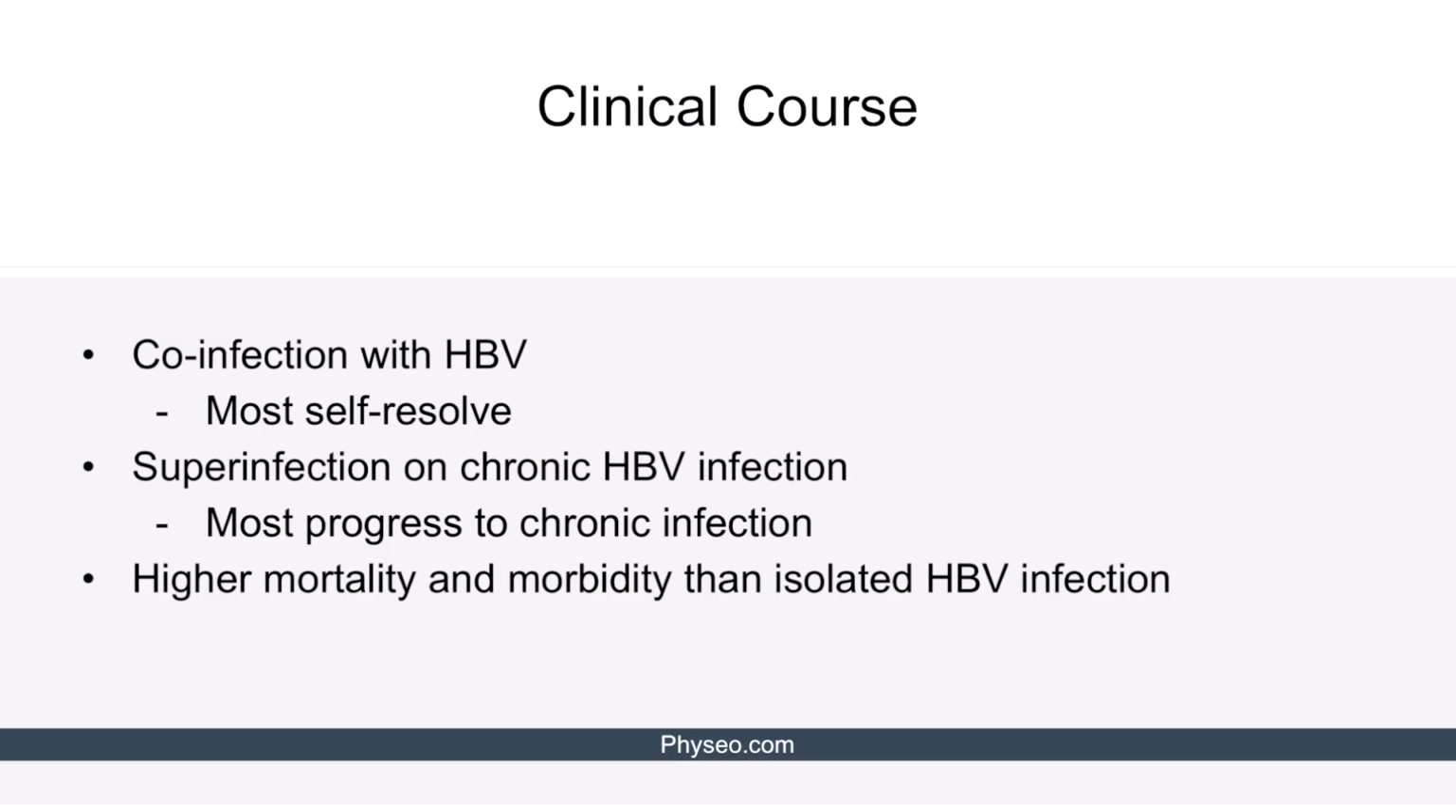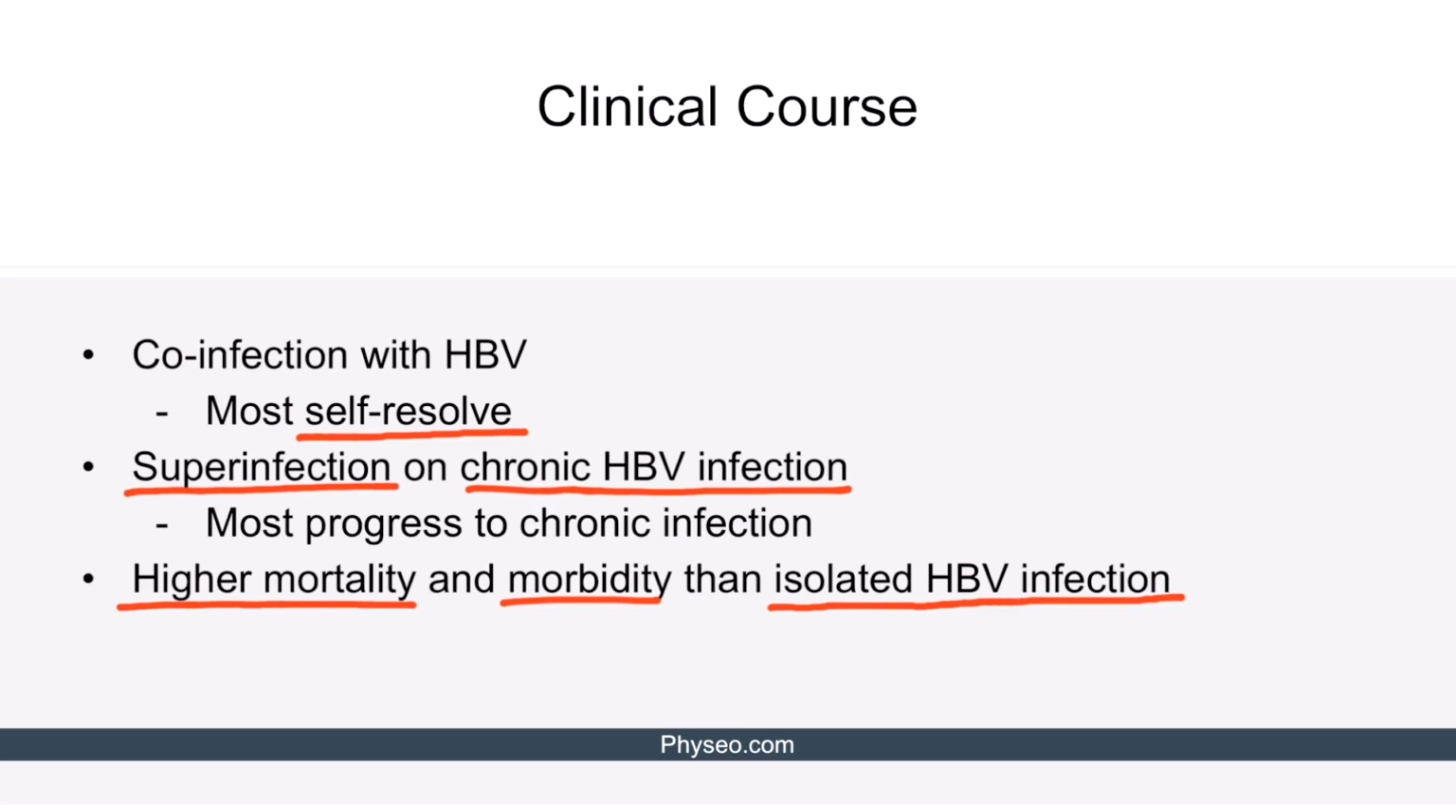As we discussed earlier, a co-infection with hep B is similar to an isolated infection with HBV. That is, most cases self-resolve after causing acute hepatitis. On the other hand, a superinfection of hep D virus over a chronic HBV infection usually continues as a chronic infection. Both co-infection and superinfection are characterized by higher mortality and morbidity compared to an isolated HBV infection.